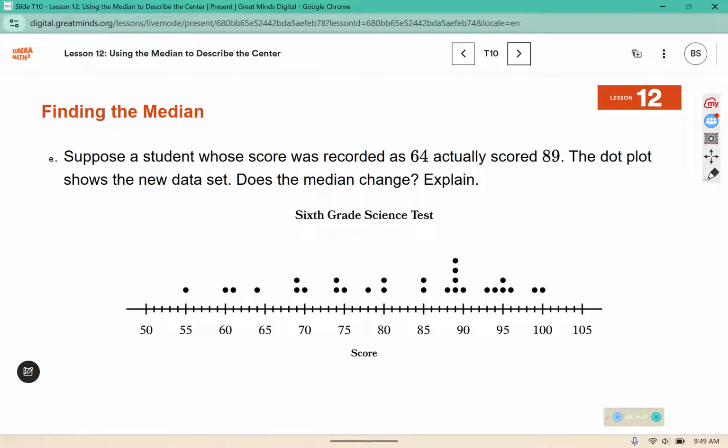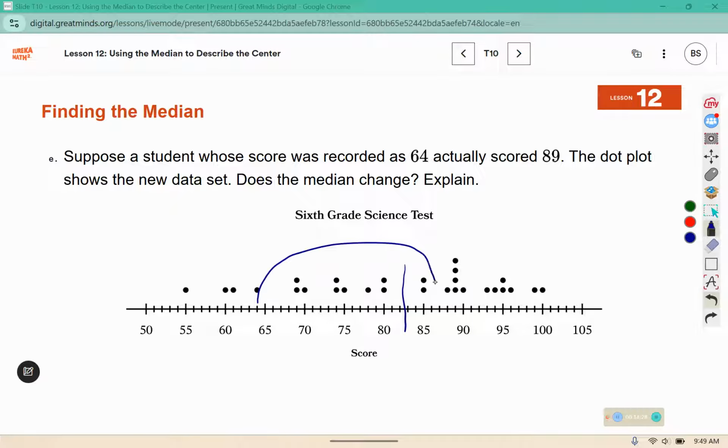Suppose a student whose score was 64 actually scored 89. Well, in this case, it went from the left side over to the right side. So this would change where the median is because it's moving that point. So now there'd only be 13 on this side and 15 over here. So yes, the median would change in this circumstance.